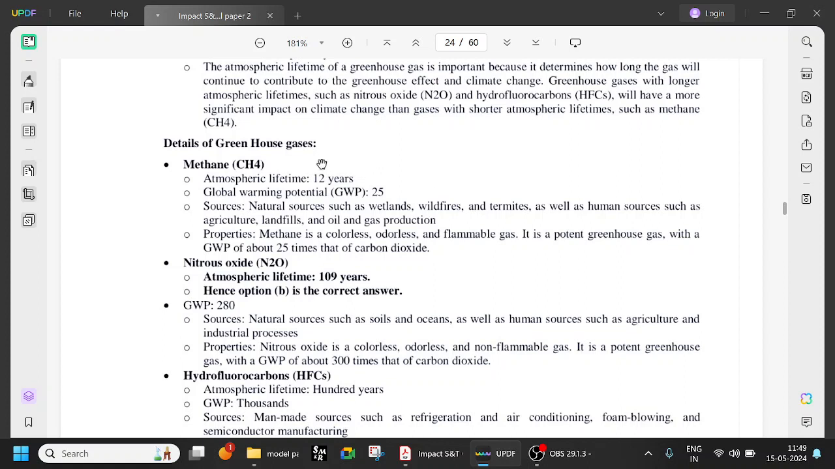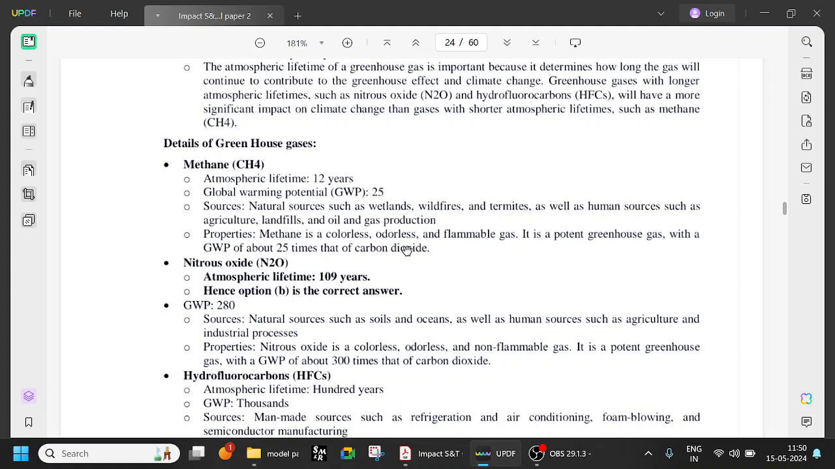So if you take a look at methane, the atmospheric lifetime is 12 years. Okay, global warming potential is 25 times that of carbon dioxide. And we have already seen the sources: natural sources like wetlands, wildfires, termites, and human sources such as agriculture, landfills, oil and gas production, also cattle rearing. Okay, animals also produce a lot of methane. So methane is a colorless, odorless, flammable gas. It is a potent greenhouse gas with a global warming potential of about 25 times that of carbon dioxide.